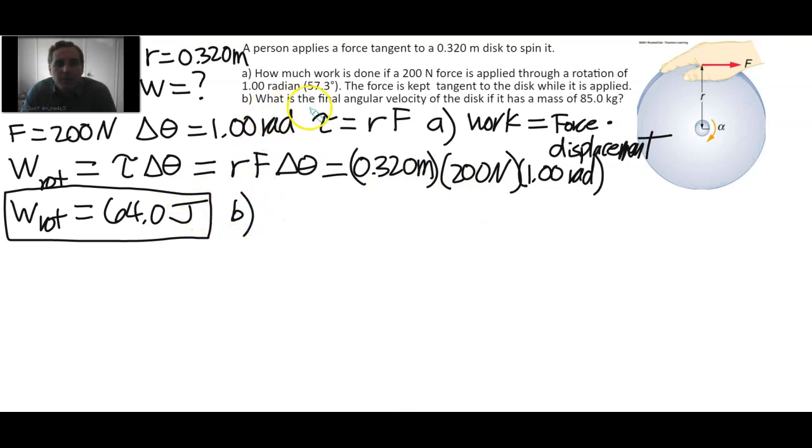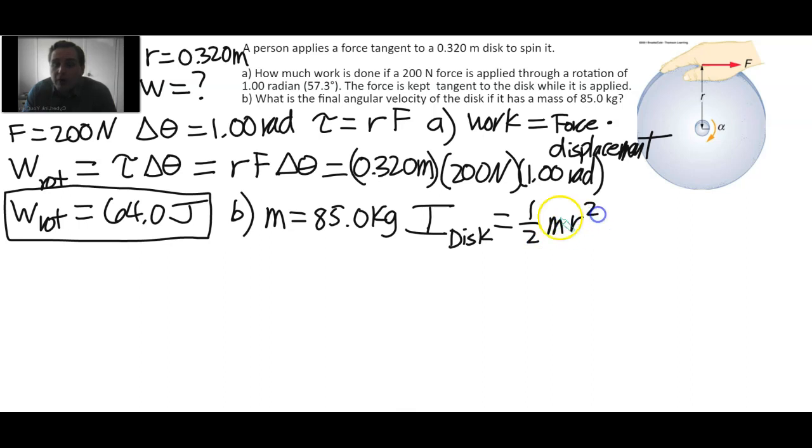Now let's take a look at part B. What is the final angular velocity of the disk if it has a mass of 85.0 kilograms? Well, given the mass of 85.0 kilograms and the fact that we know it's a disk, we know immediately the formula for its rotational inertia. That's 1/2 m r squared. Now we remind ourselves, hey, wait a second. Why would we want to know the rotational inertia?